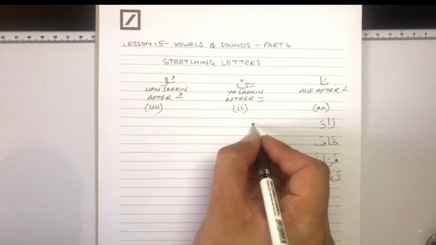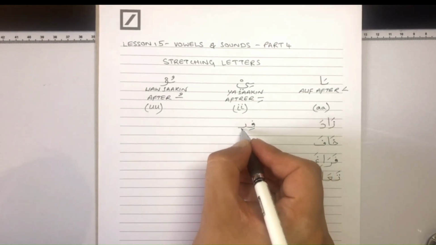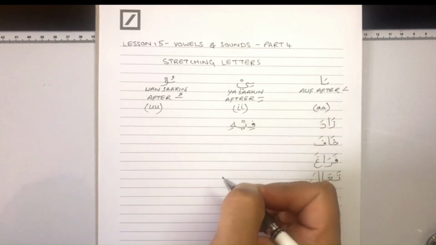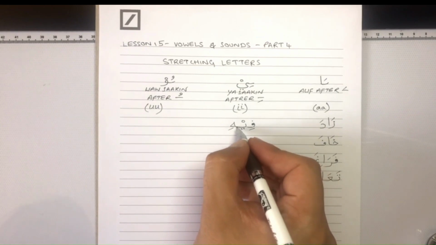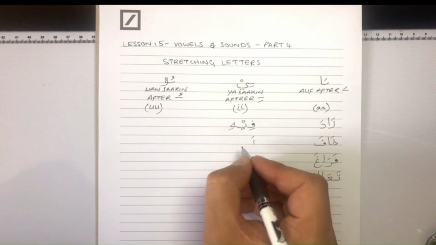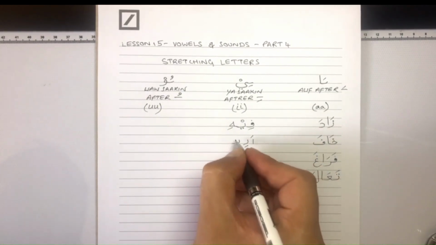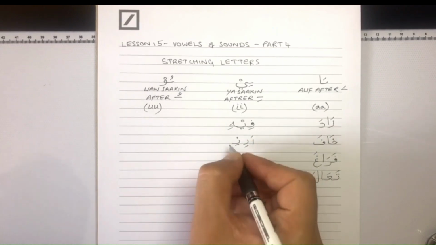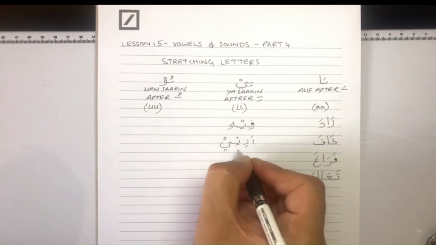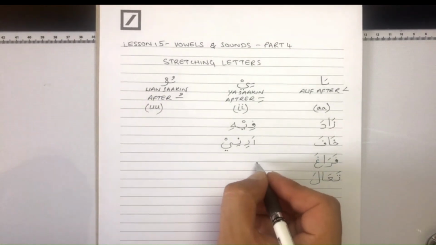Let's look at some examples for ya sakin now. So we have a fa, ya with a sakin on it now, so that kasra sound is going to be stretched. It's going to become fi. Ha with the kasra on it, he, fihi. Hamza with the fatha becomes a. Ra with the kasra becomes ri, ari. Noon with the kasra on it, ni, arini. And now we're going to stretch that kasra sound because a ya sakin has come after it. Arini.